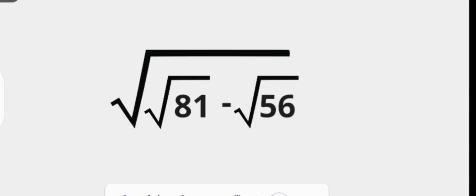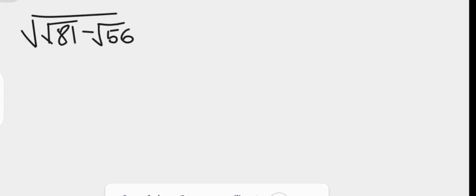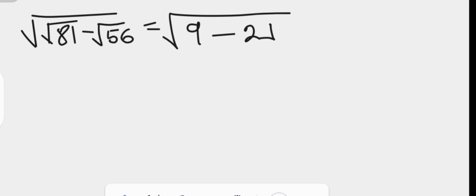In this tutorial, we want to evaluate this nested radical, the square root of 81 minus the square root of 56. To begin this, we are going to simplify the square root in the bigger square root first. The square root of 81 is 9, while the square root of 56 can be written as 2 root 14 in radical form.